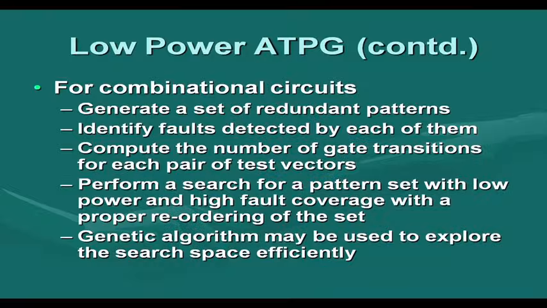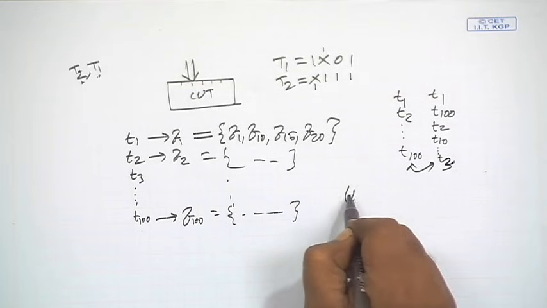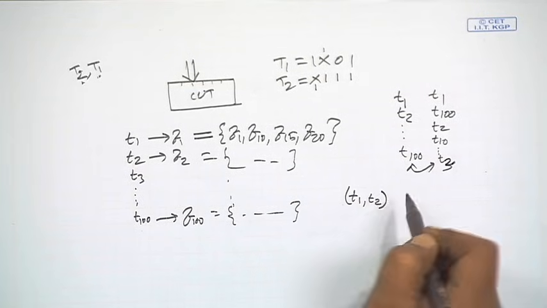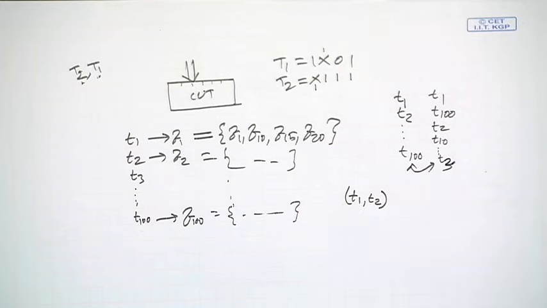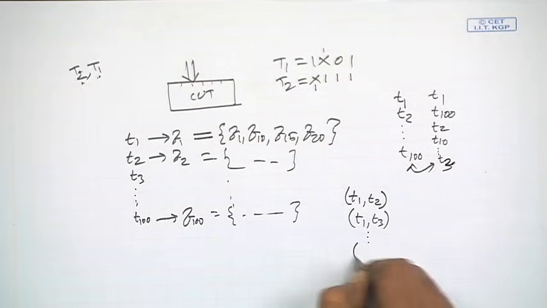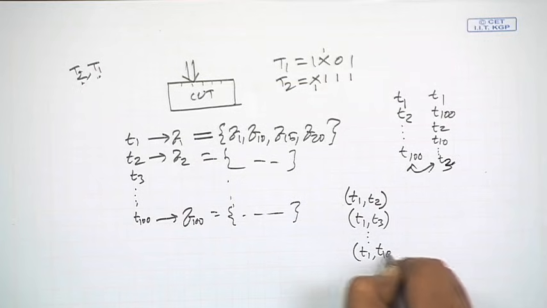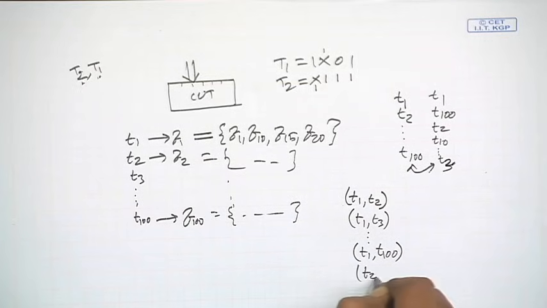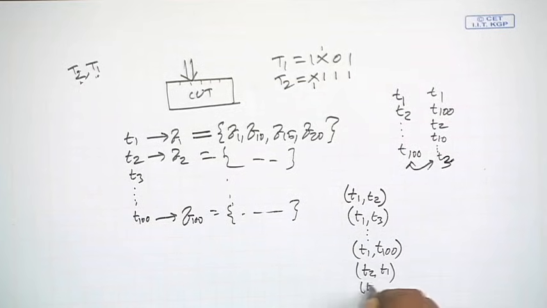So, we compute these types of transitions, like first T1 followed by T2. When T1 is applied, circuit gates are at some values. After that, if I apply T2, some of the gates will do a transition. So, we count how many transitions are occurring if I apply T2 after T1. Similarly, T1 followed by T3. This way up to T1 followed by T100. Then we do T2 followed by T1, T2 followed by T3.